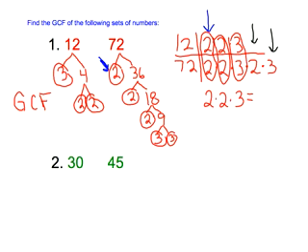2 times 2 is 4, times 3 is 12. So 12 is going to be your GCF of 12 and 72.